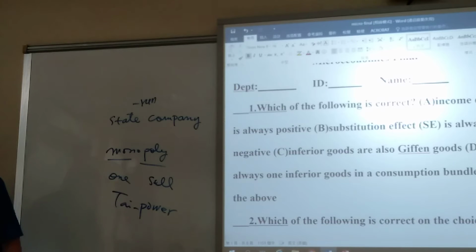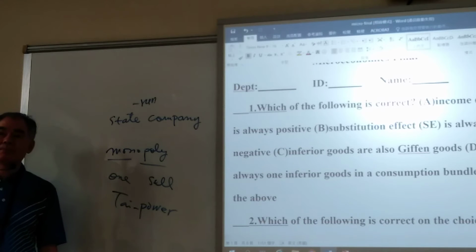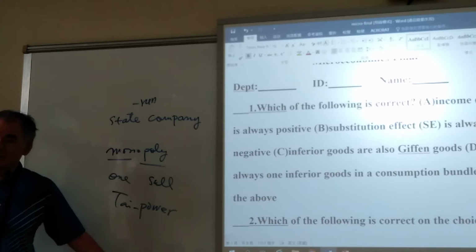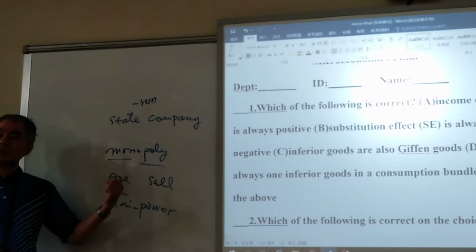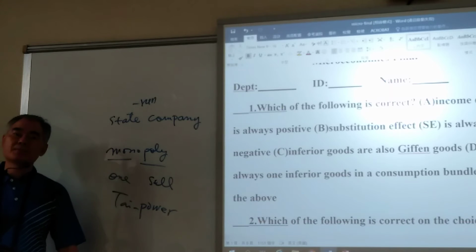Okay. Lin Songfangyu, what's Thai Power? It produces power, electricity. It's a state company, or you call it a state-run company.